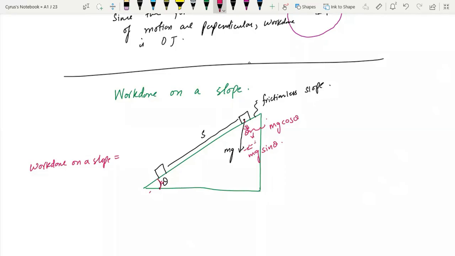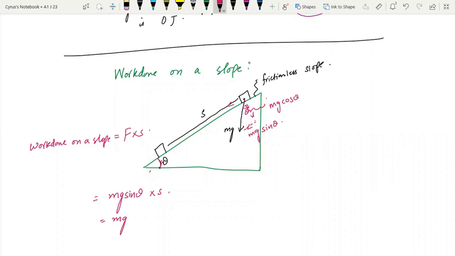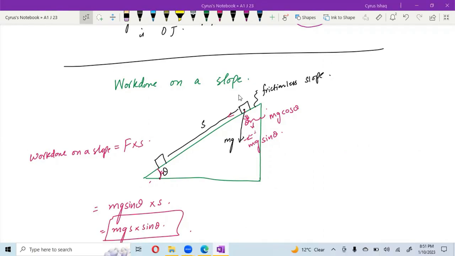Now what's going to happen is that we can write here work on the slope as the force into displacement. The force that is acting on this object is nothing but mg sin theta times s. So this becomes mg s into sin of theta. अच्छा जी, let us move ahead.